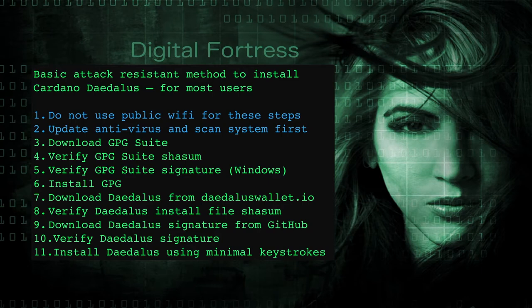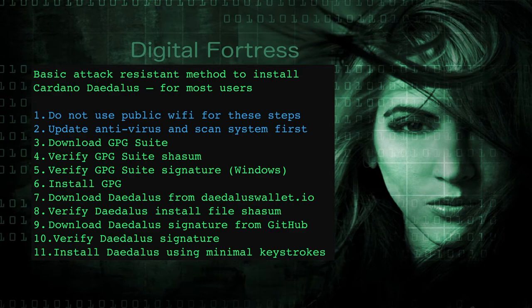Then we get on to steps 3 through 11, the ones shown here in green. We're gonna be downloading the GPG suite and verifying the shasum and signature using the Windows methods. Then we're gonna install the GPG itself, followed by downloading Daedalus, verifying the download of Daedalus, verifying the signature, and lastly, actually installing Daedalus using minimal keystrokes, which comes built into the Daedalus installation procedures. In case you do get a keystroke logger on your system and it's not caught by the antivirus scanner, the Daedalus method of installing the software reduces the amount of keystrokes. You don't have to type in all the characters. So it should protect your private key with some level of reasonable security.